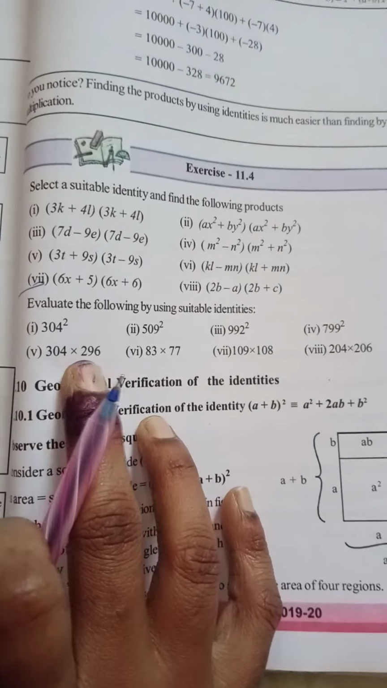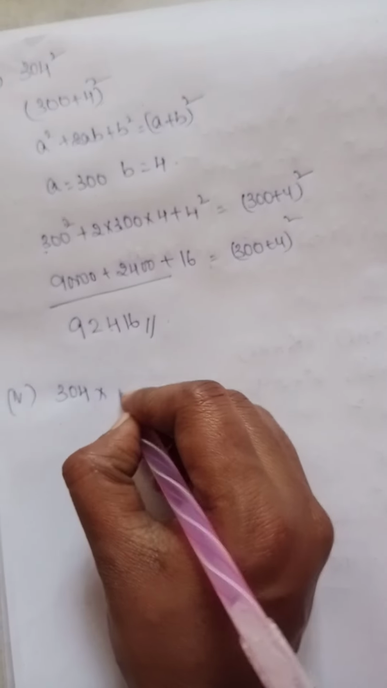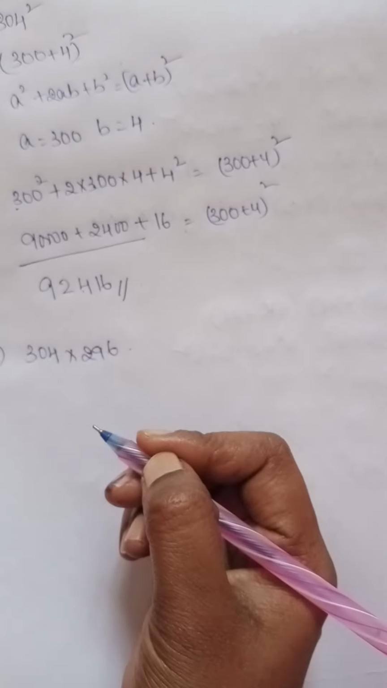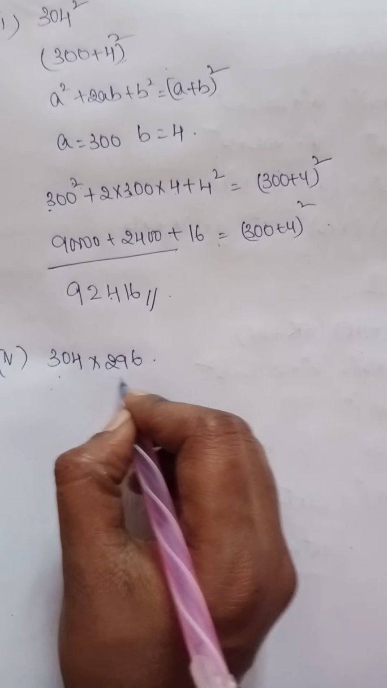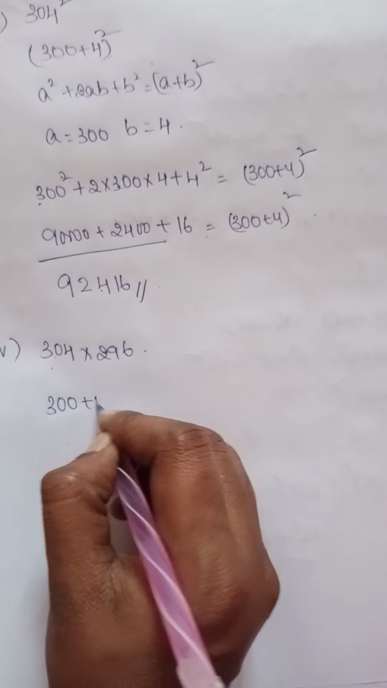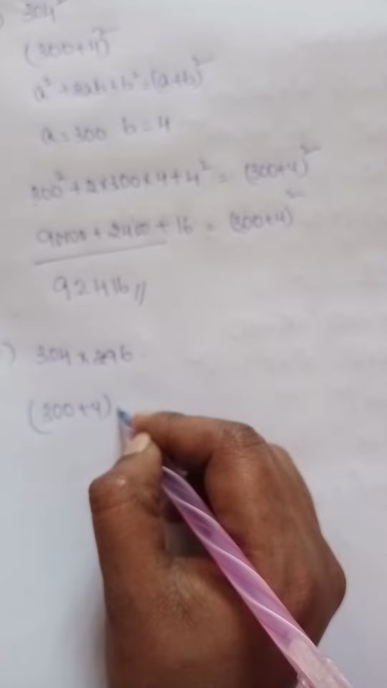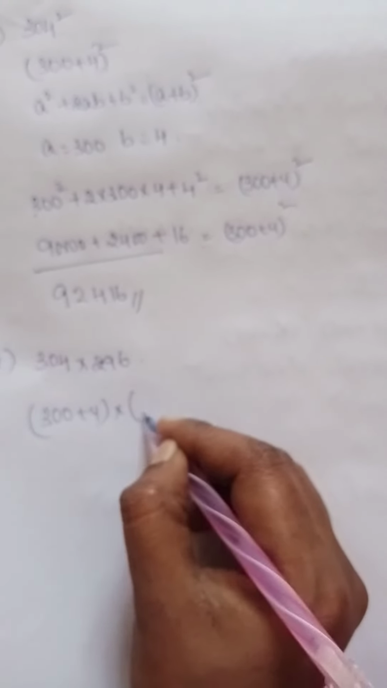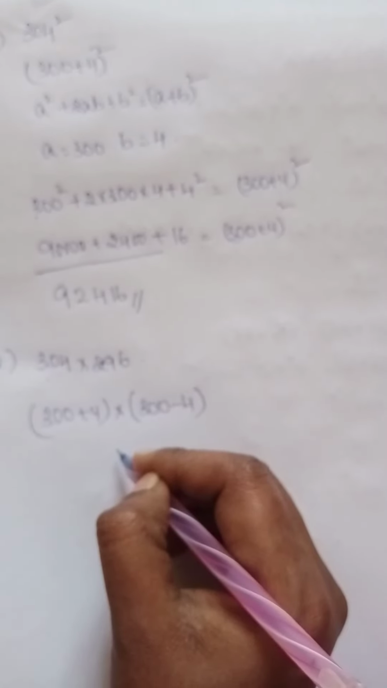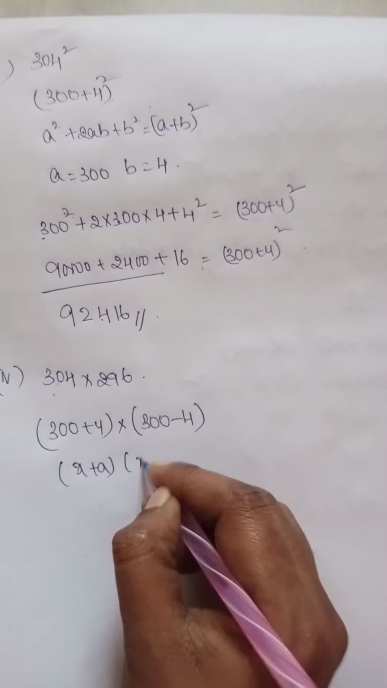Okay, and see here, fifth problem. What is the question? 304 into 296. Okay, this is your question. How can you write this one? We will write this as 300 plus 4 into 300 minus 4. Yes or no? Now it can be in the form of x plus a into x plus b.